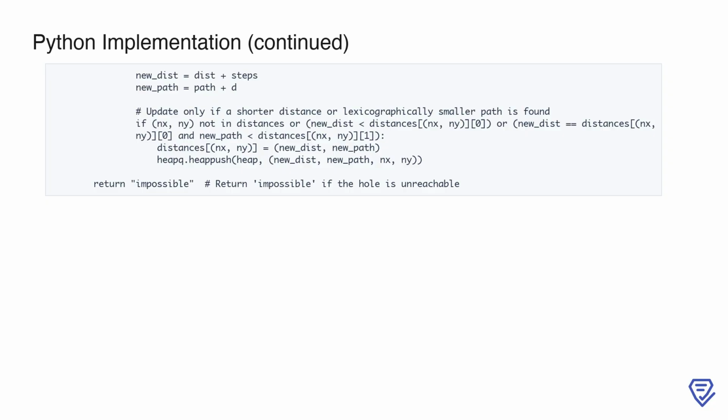Finally, if the heap is exhausted without reaching the hole, the function returns impossible, signaling that there is no valid path to the destination. This implementation ensures that we efficiently find the shortest path while adhering to the constraints of the problem.